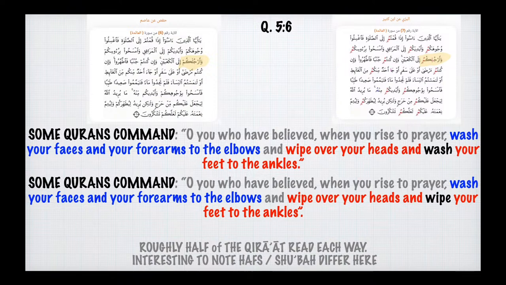But no, Muslims believe that they both, well, Muslims today at least, believe both of them are inspired, etc. So one of them is saying, like we said, wash your faces and your forearms to the elbows, wipe over your heads, and wash your feet to the ankles. The other one says, wipe your feet to the ankles. So you have two different rulings.